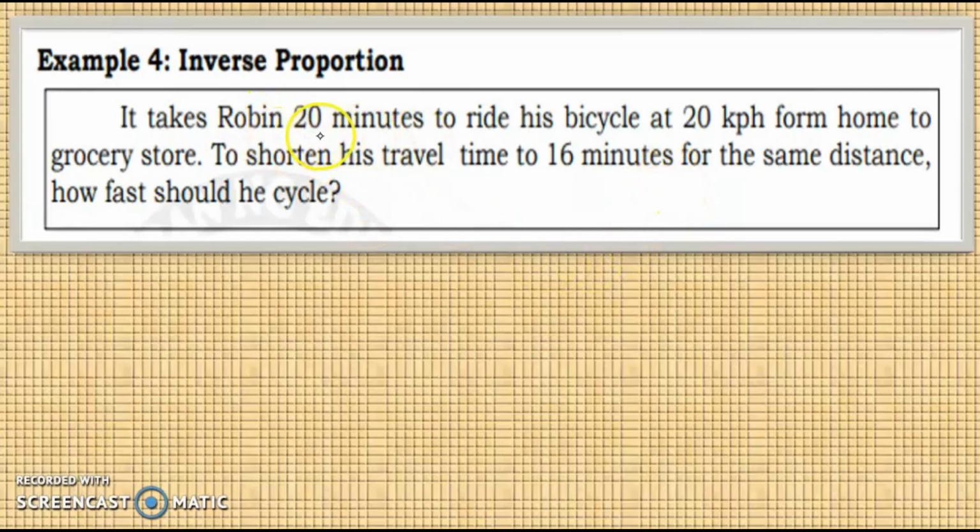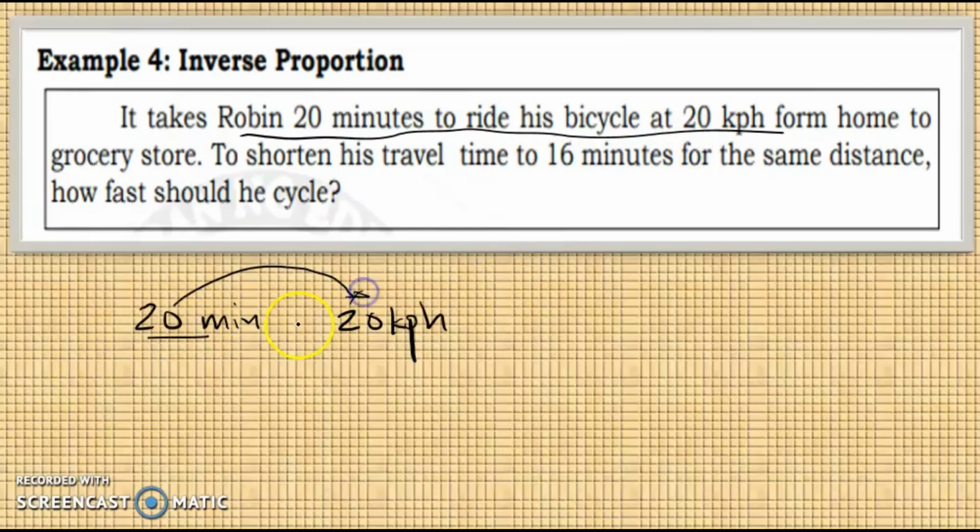So para ma-solve natin to, kunin lang natin to. Si Robin, 20 minutes to ride the bicycle at 20 kilometers per hour. So yung 20 minutes, tapos yung 20 kilometers per hour. So yan dalawang yan ay may relationship, di ba? Kasi sa 20 kilometers per hour, makakarating siya sa grocery store in 20 minutes. So ang gagawin lang natin dyan, multiply natin. Okay? Times natin yan. So you get 400. Okay? And then, divide natin yung 16 minutes.